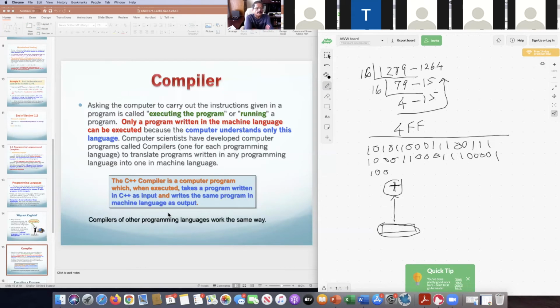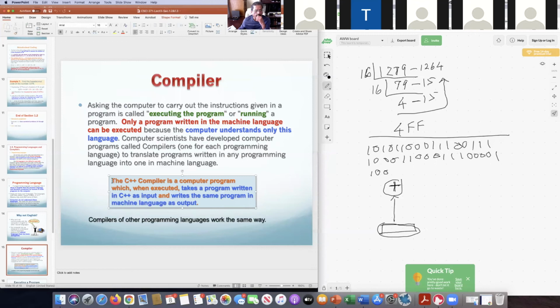So more clearly, a compiler is a translator. A C++ compiler is a computer program which, when executed, takes a program written in C++ as input and writes the same program in machine language as output. This output file will be automatically created by the compiler. And so when we say run my program, it'll run that output file.